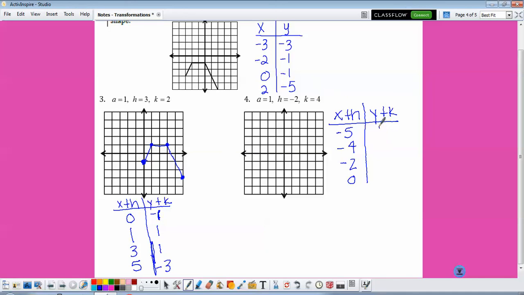-3 and 4 is 1. -1 and 4 is 3. And 3. And -5 and 4 is -1. So -5, 1. -4, 3. -2, 3. And 0, -1.